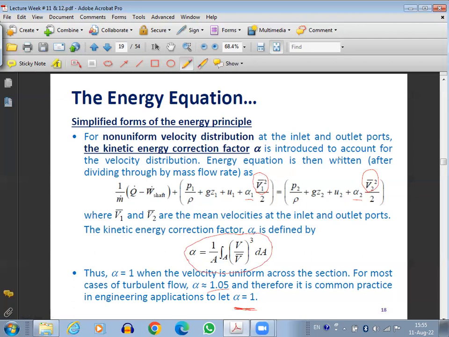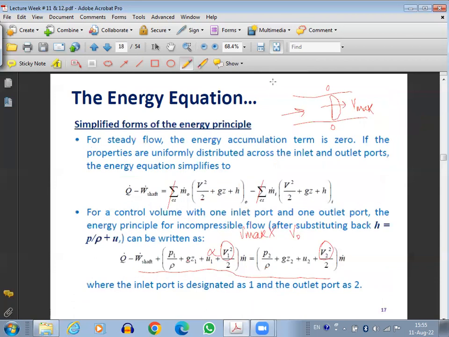But what is alpha basically? Alpha is the correction factor for mean velocity. We are using a mean velocity, but in reality, there won't be a uniform mean velocity. There will be some variation in the velocity from the top edge to the bottom edge. So alpha is basically the correction factor for this.